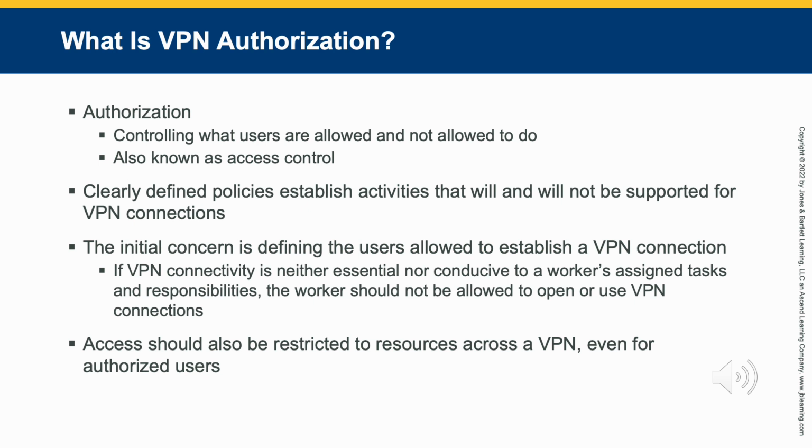What is authorization? Authorization is controlling what users are allowed and not allowed to do, also known as access control. Clearly defined policies establish activities that will and will not be supported for VPN connections. The initial concern is defining the users allowed to establish a VPN connection. If VPN connectivity is neither essential nor conducive to a worker's assigned tasks and responsibilities, the worker should not be allowed to open VPN connections. Access should also be restricted to resources across a VPN, even for authorized users.